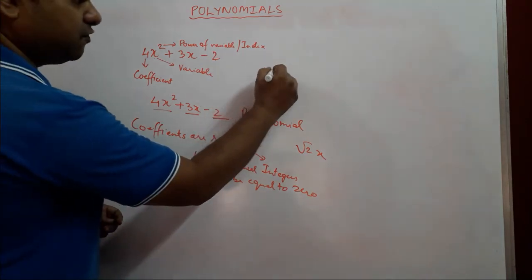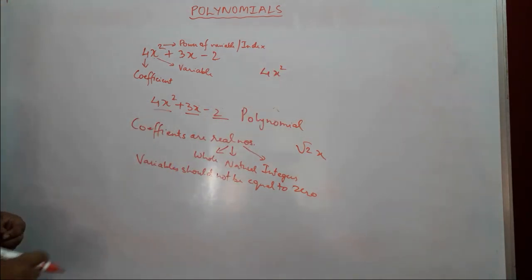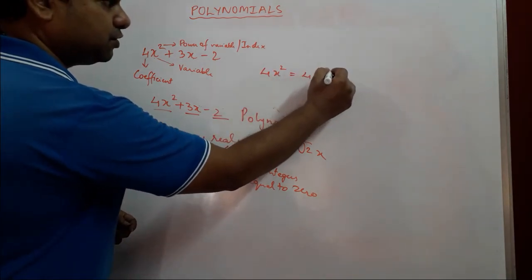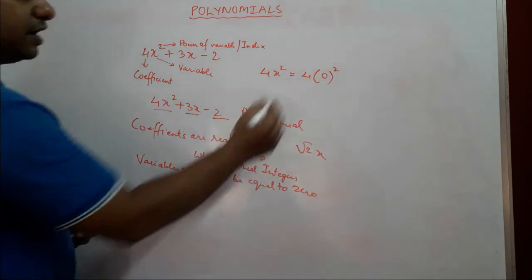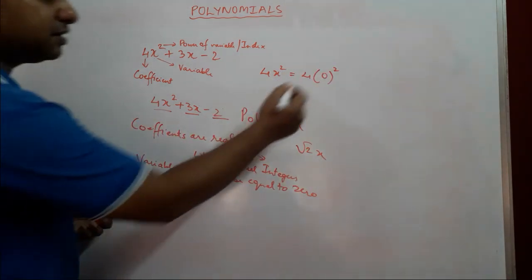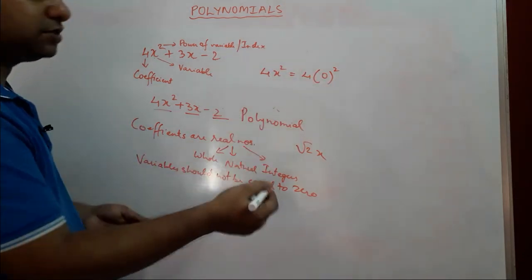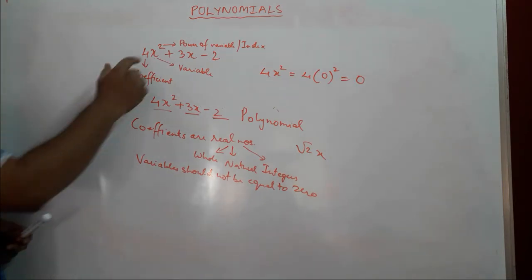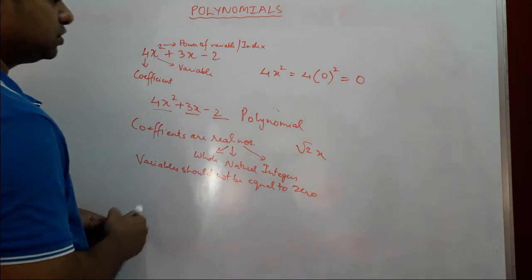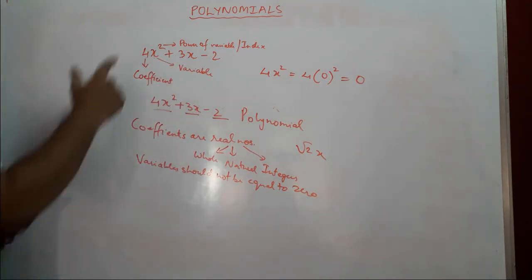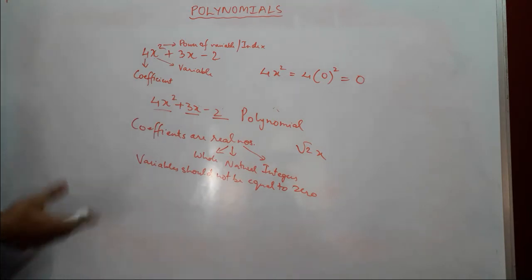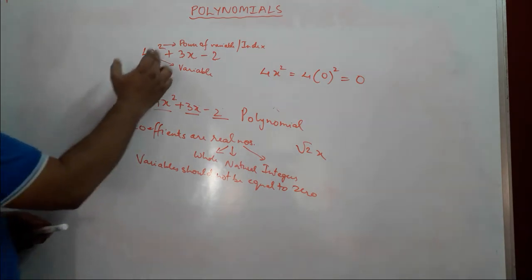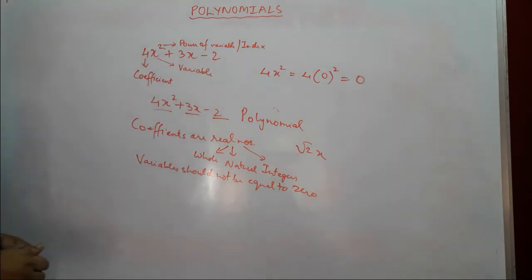We have 4x square, the first term in this. If we take x equal to 0, what will happen? This will become 4 into 0 raised to the whole square, and 0 raised to anything doesn't really matter, it is always 0. And 0 into anything is also 0. So this will become 0. That means the term will cease to exist. That is why we cannot have the variable equal to 0. The constants or coefficients are real numbers. So that is when we get a polynomial. Many terms together make up a polynomial.